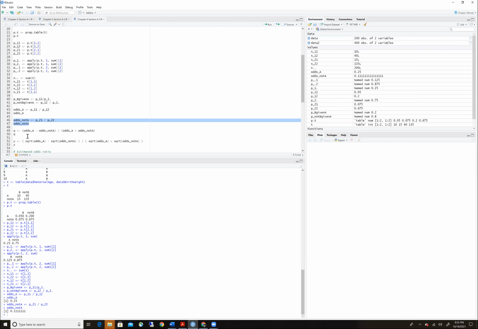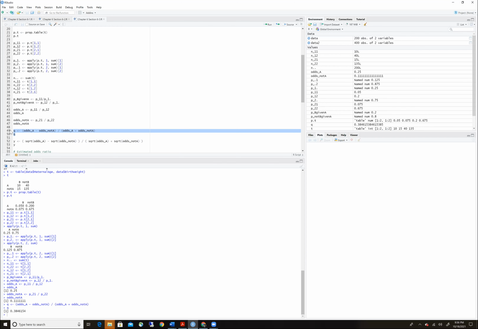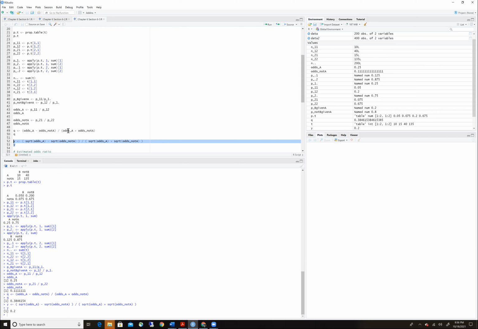We can go on using 6.11 to calculate different measures of association. One is the odds of A minus the odds of not A divided by the odds of A plus the odds of not A. That's equation 6.11 in our textbook. We get 0.384. And we can calculate Y, which is given in equation 6.12 of our book as another measure of association, 0.2.